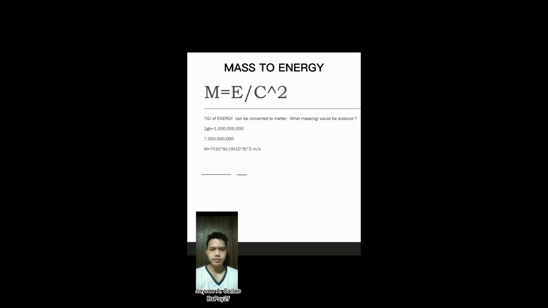Since there is no given speed, we will use again the 3 times 10 to the power of 8 and square it. The same result like the recent problem, and just divide these two SN form. When dividing, just divide the first number of the SN form and subtract the exponent. So 7 divided by 9 is 0.7 something, and 9 minus 16 is -7. So since we have less than 1, we will move the dot here and subtract 1 on the exponent, and the result will be this: 7.7 something times 10 to the power of -8.